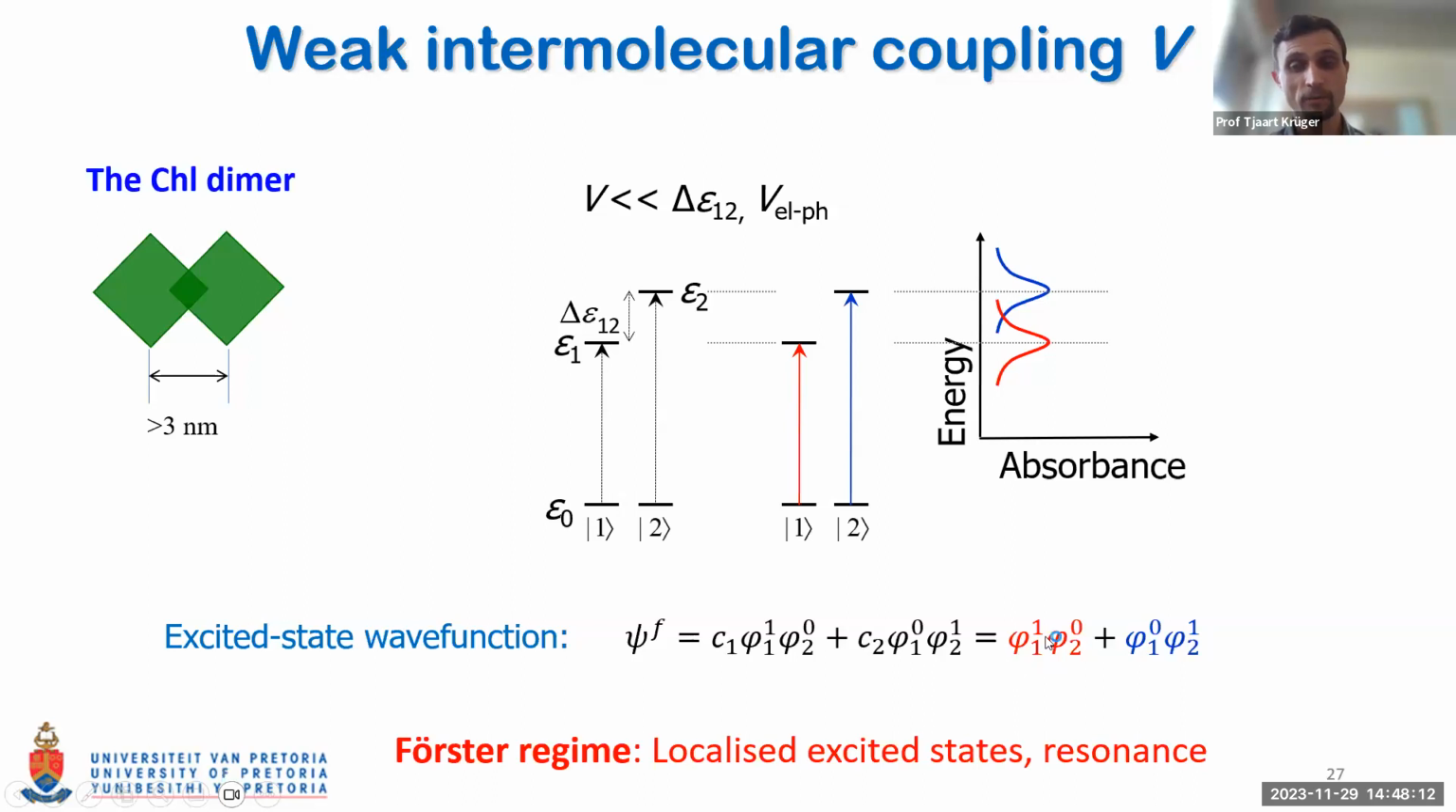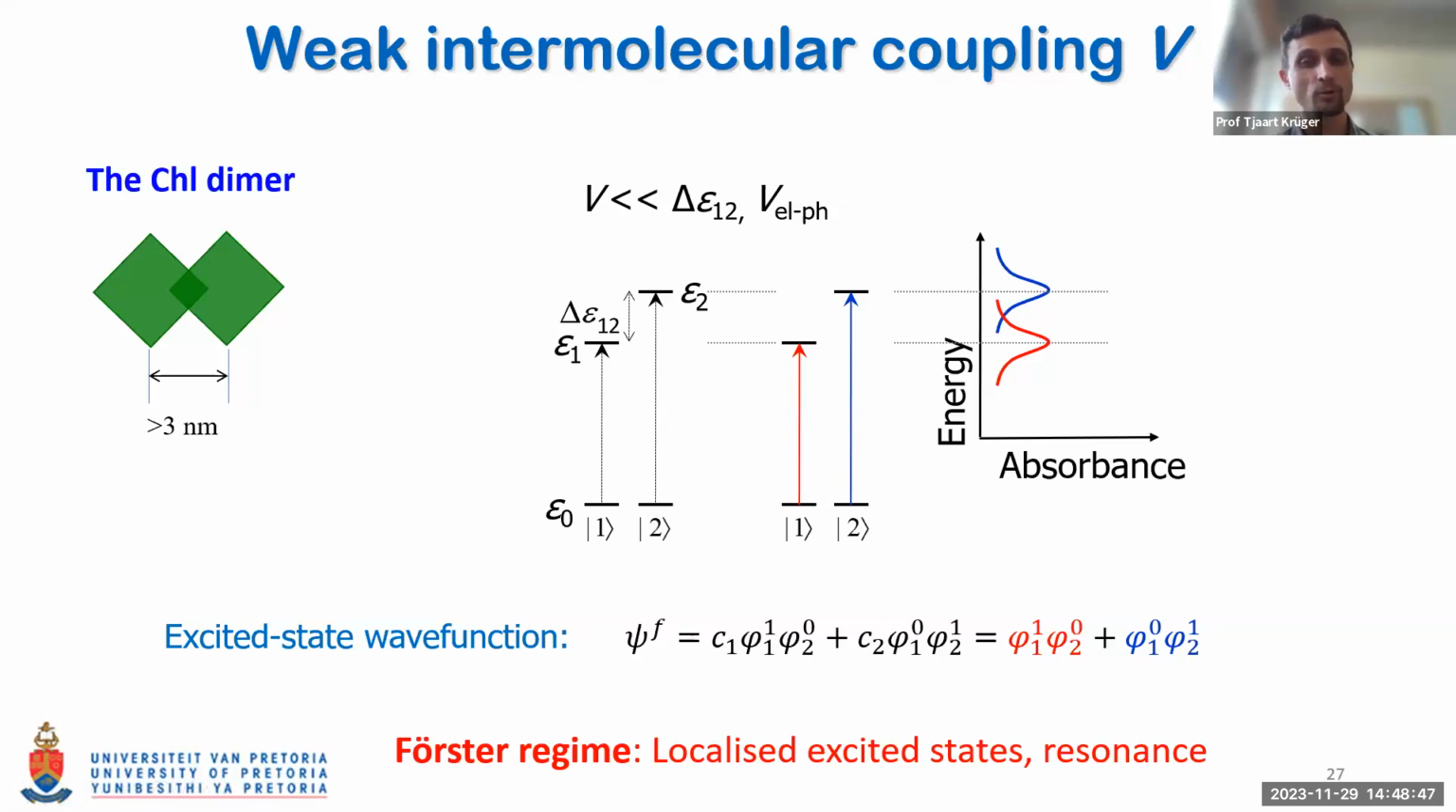That is exactly what the first term is. And the second term is just the other way around: the second molecule is in the excited state, and the first molecule is in the ground state. So this is basically just phi 2. What we have now is simply the addition of the individual molecular wave functions. So this is simply a classical phenomenon. And in this case of weak intermolecular coupling, we are in a so-called Förster regime, where the excitation is localized on the individual molecules, and energy transfer proceeds by means of resonance energy transfer.